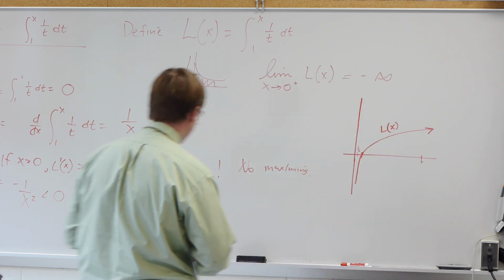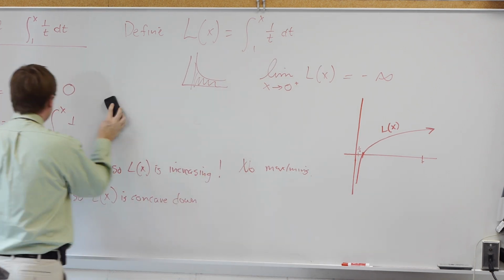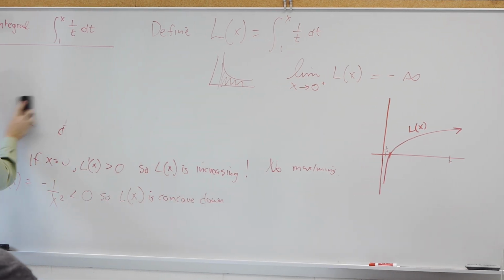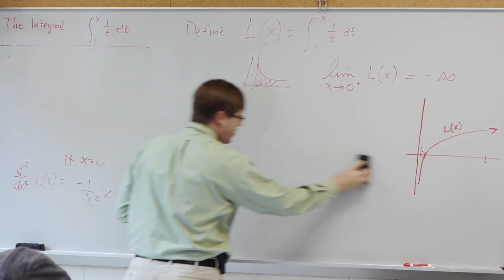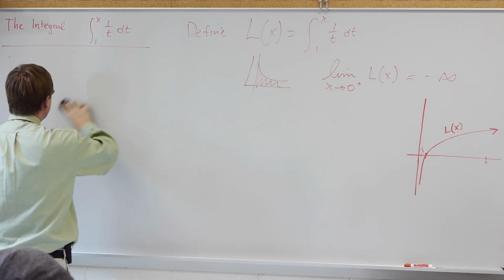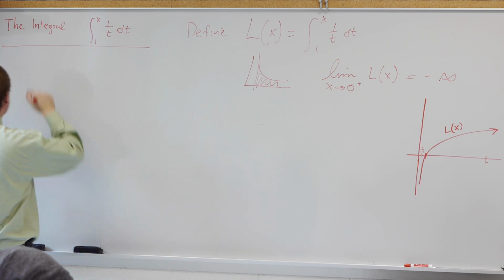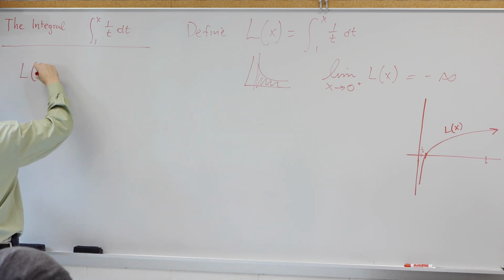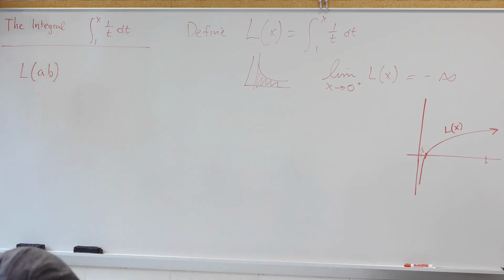Okay, let's see some more properties. See if this starts to look familiar, or even more familiar. So I figured out L of a reciprocal. So if I flip something, what does L do? Now let's see what happens if I multiply two numbers. L of a times b.